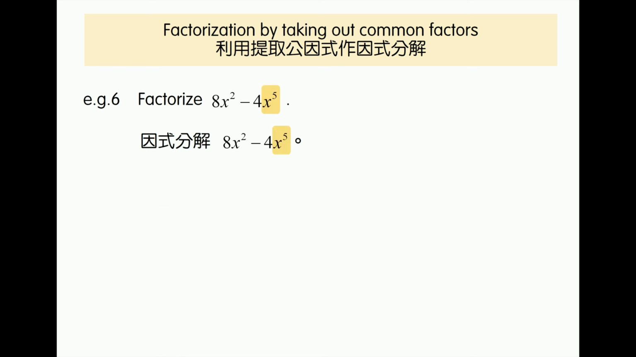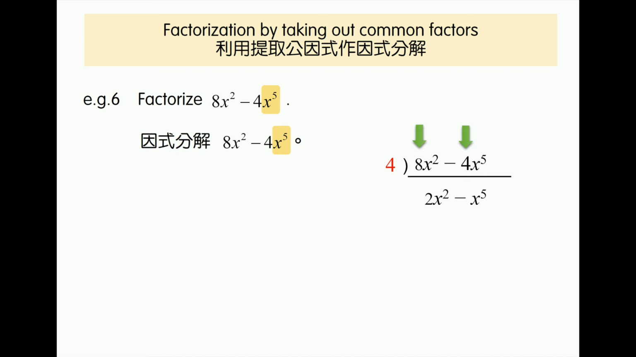Now let's try the same question, but instead of y squared, it is now x to the power of 5. How is it different now when we do factorization? Let's find out. We first do a short division on this polynomial. Focusing on the numbers, we first take out 4.